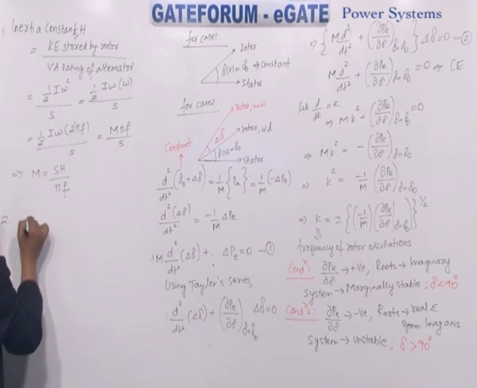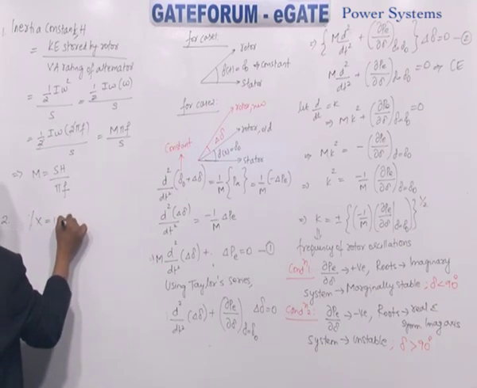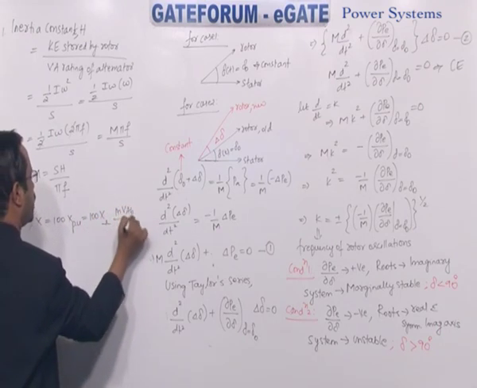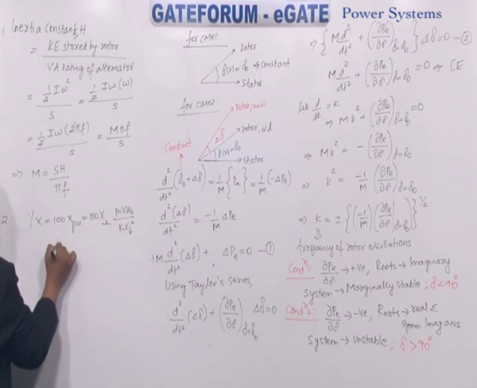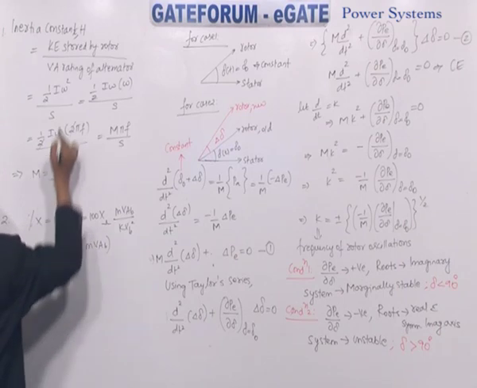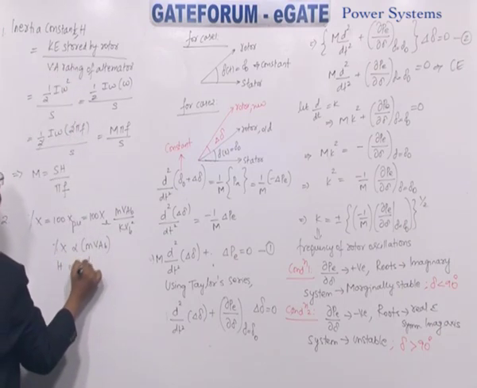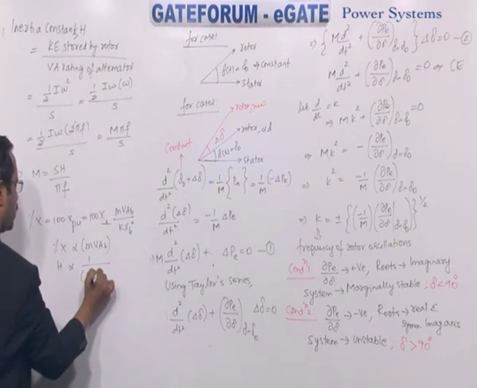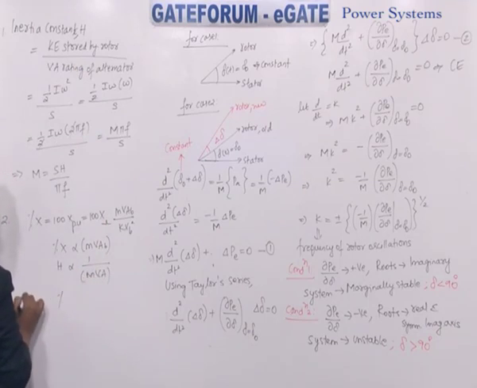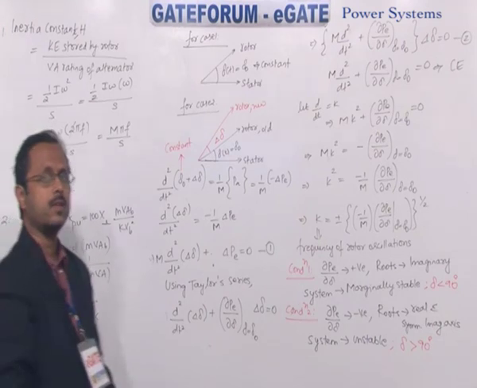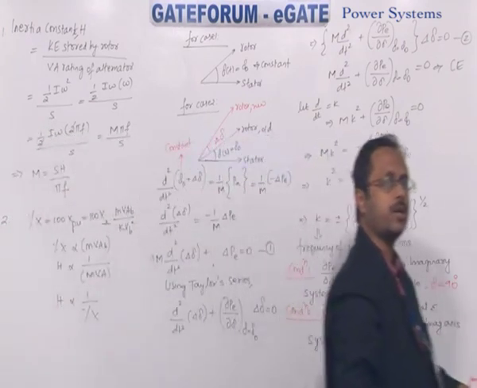Now the second one: in the formula of percentage reactance, we have written base MVA by kV². So how is percentage X related to MVA? But here, how is H related to the volt ampere rating? Inversely related. From these two, what do you conclude? Percentage H and percentage X are inversely related.